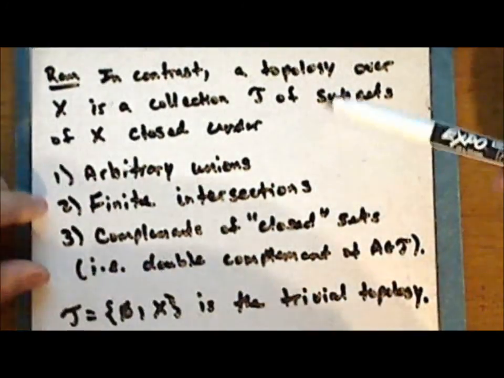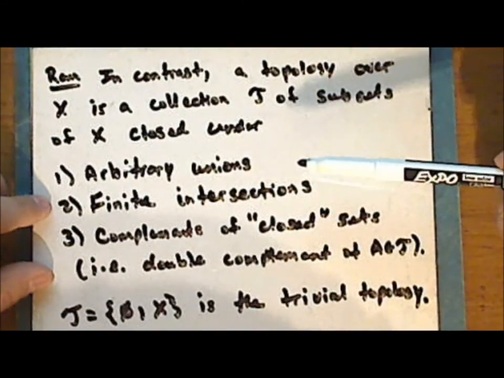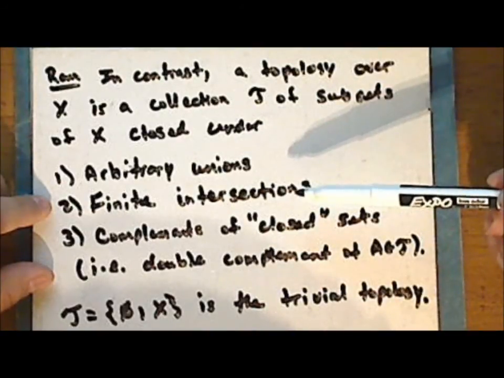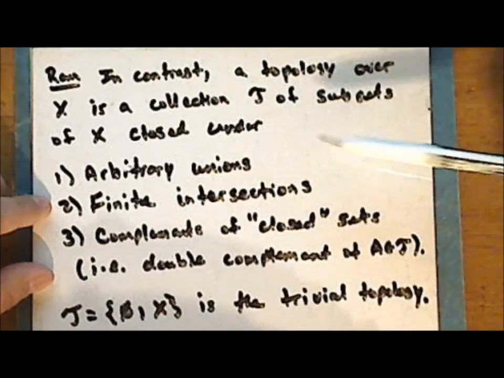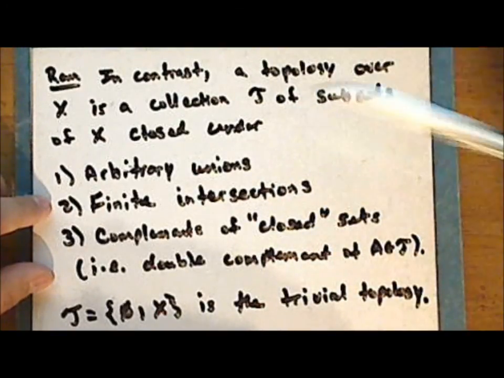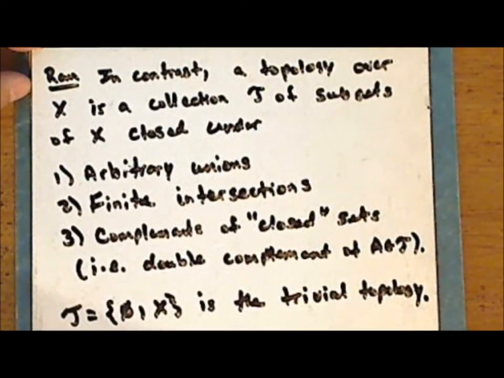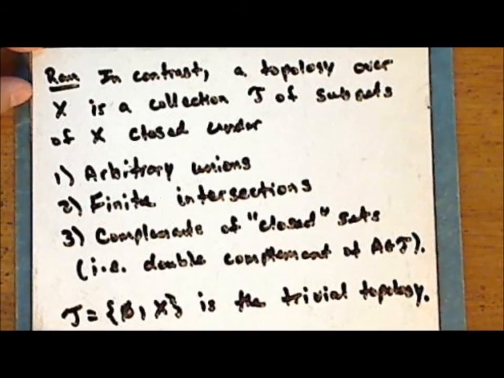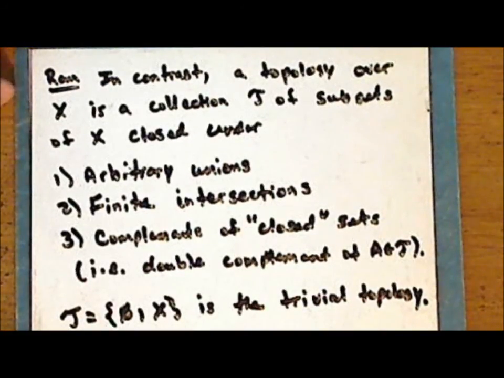Now, by only requiring that finite intersections and complements of closed sets be closed operations over the collection tau, this gives an orientation to the space, as we will see. And in this way, topology is much more like geometry than algebra. In fact, topology is a different way of thinking about the geometry of the underlying space.